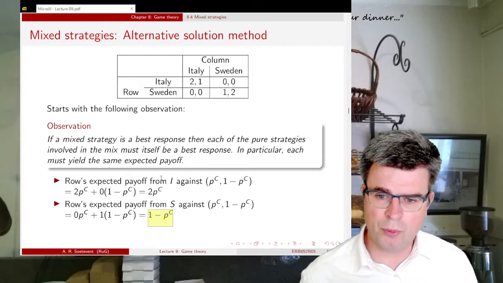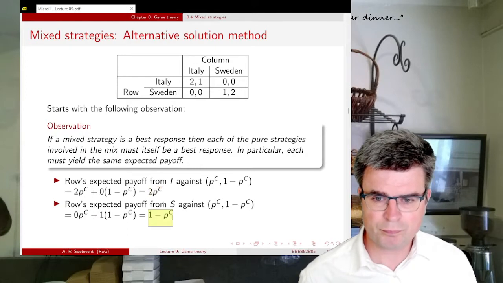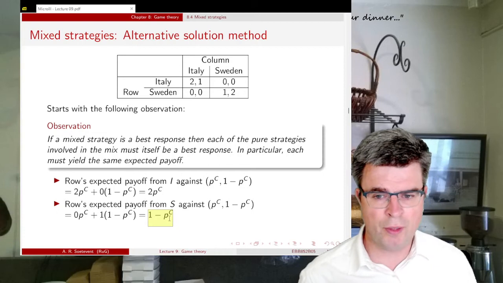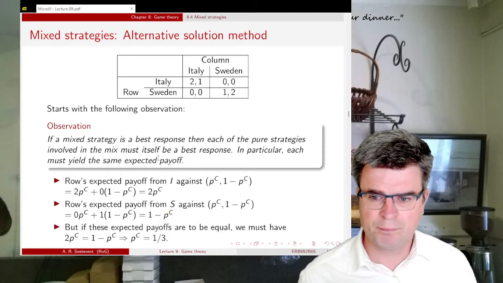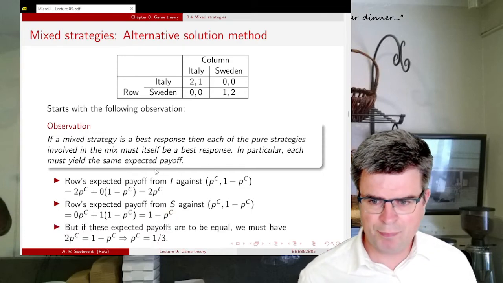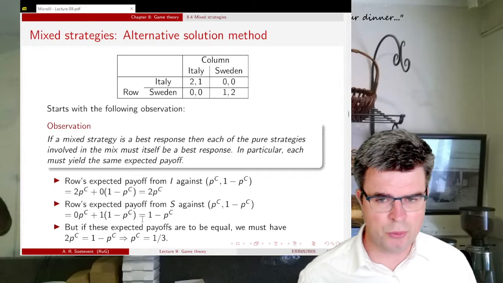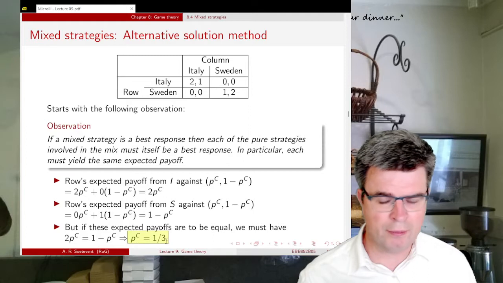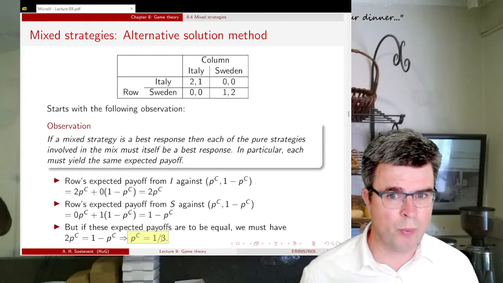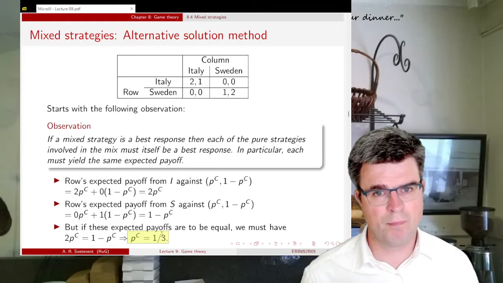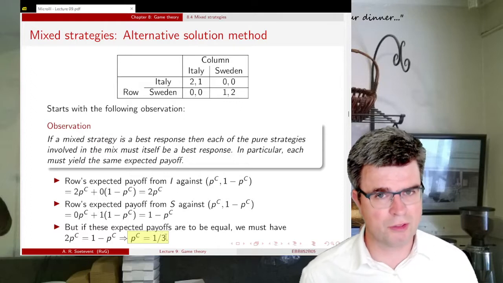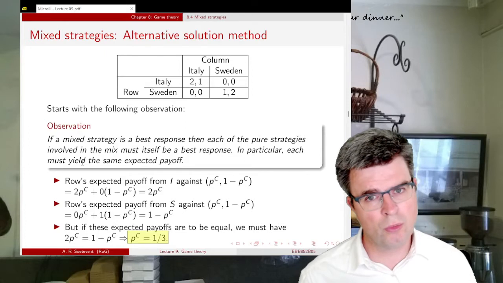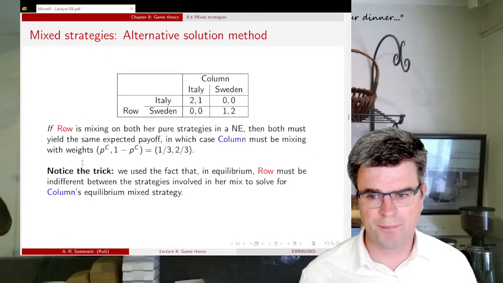And now we're going to equate these two, because that needs to hold in equilibrium, and we solve for the value of PC. Now that's easy. So 2 PC needs to be equal to 1 minus PC. Solving, we get that PC is equal to 1/3. And this is no surprise because it's exactly the same value that we found when using the more complicated method.